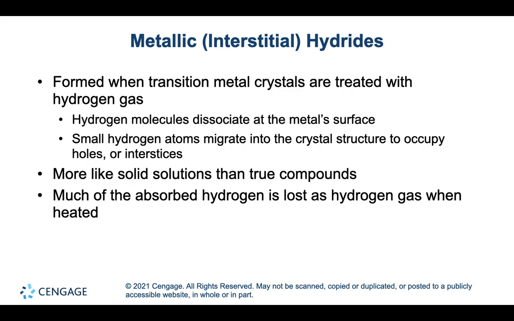When transition metal crystals are treated with hydrogen, the hydrogen molecules can actually break apart at the metal surface, and the small hydrogen atoms can migrate into the crystal structures, into holes between the atoms of the metal. And so in a way, it's more like a solid solution than a true compound. And if you heat it, you can remove that hydrogen as hydrogen gas. So it's actually a way you could store hydrogen in a solid form, which is very interesting to scientists that are trying to design hydrogen cars.